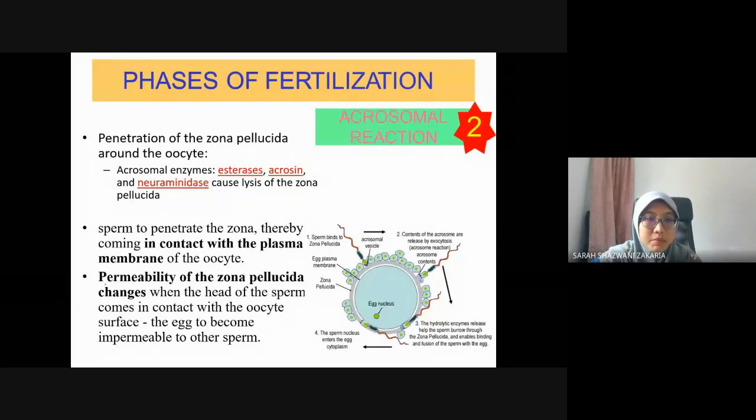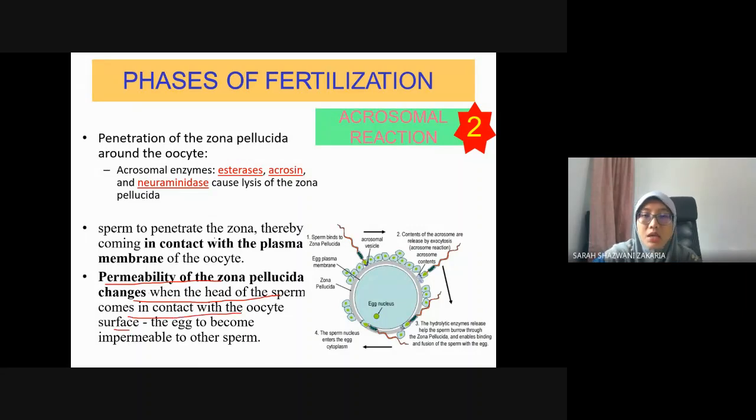At this point, the permeability of the zona pellucida changes when the head of the sperm comes into contact with the oocyte surface. Once the sperm is able to make its way through the zona pellucida, the cell membrane of the oocyte is exposed. The sperm head coming into contact with the oocyte surface initiates the hardening of the zona pellucida, which will prevent other sperm from penetrating. It becomes impermeable, hardened.